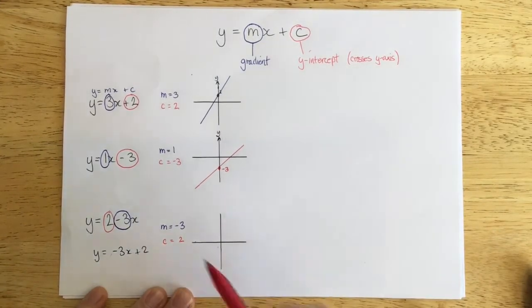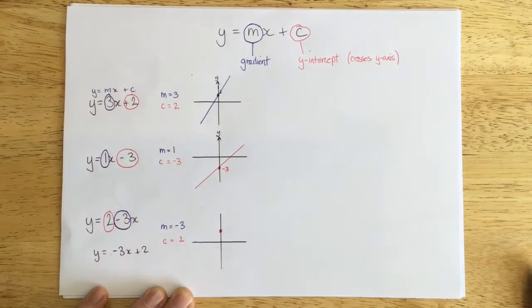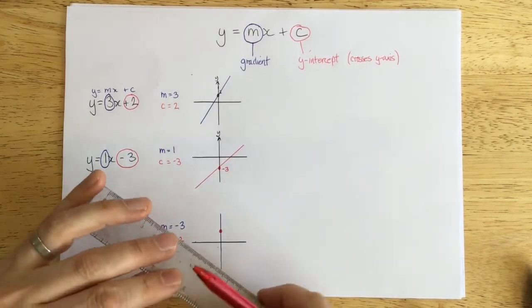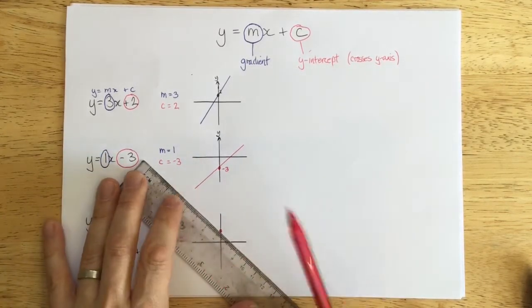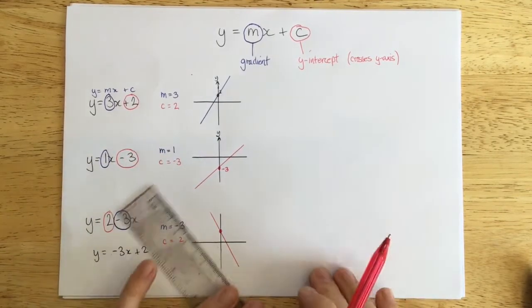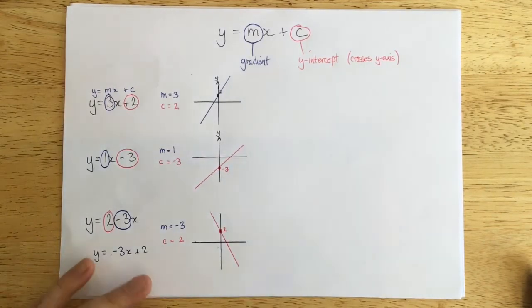Well, the y-intercept is at 2, so that's a positive value here. At this time, notice the gradient is negative 3. A negative gradient goes down from left to right. So that's roughly a gradient of minus 1, so let's make it a wee bit steeper. And it looks something like that. Just make sure that you label your axes there.